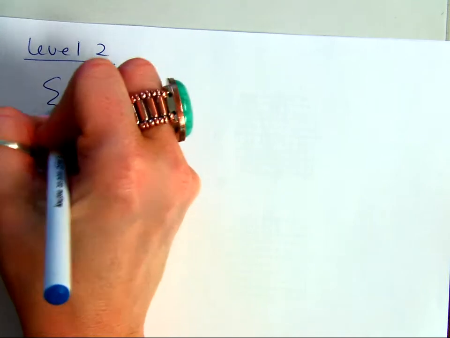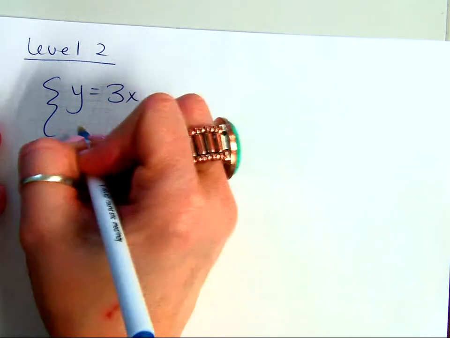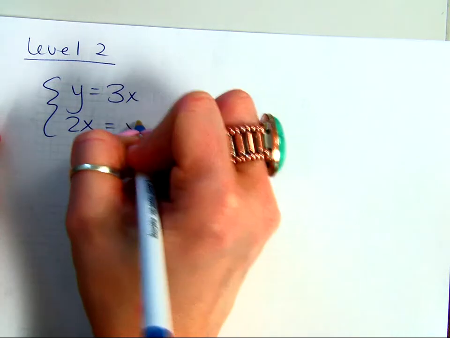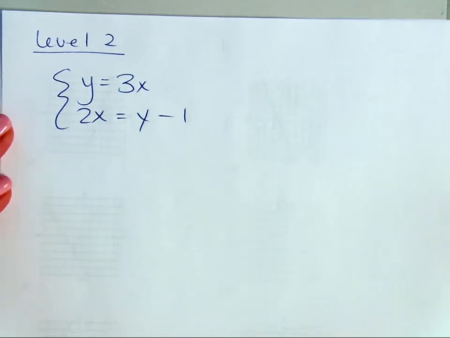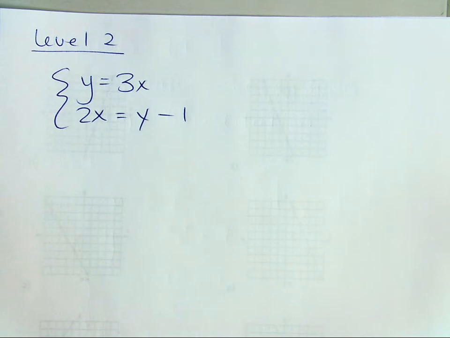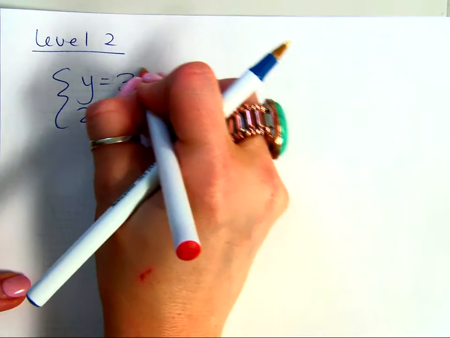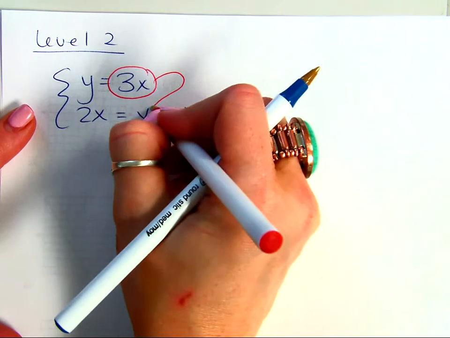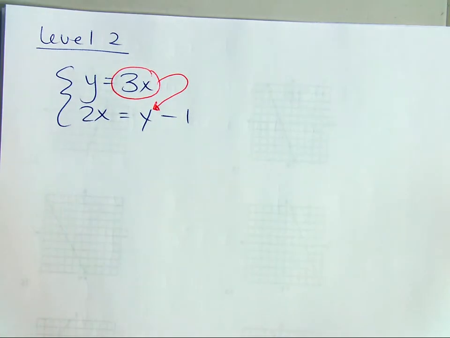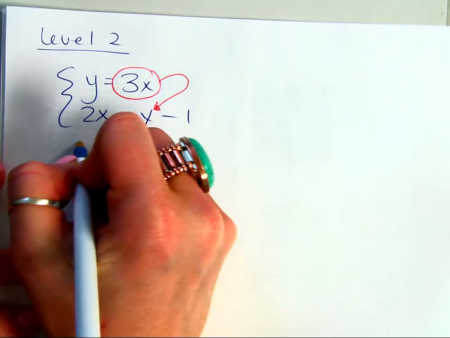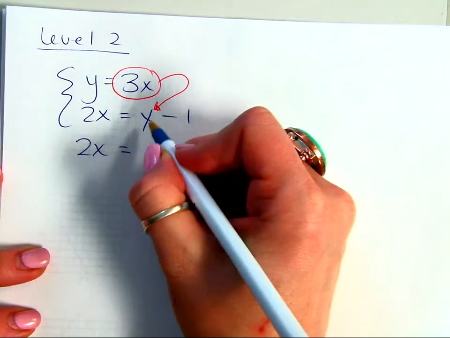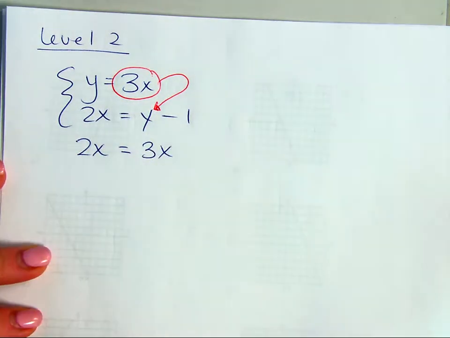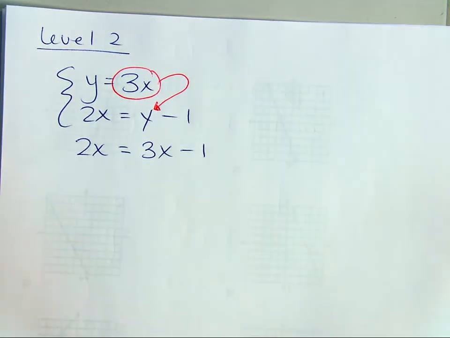So I have y equals 3x and 2x equals y minus 1. So I'm taking this, which is y, and putting it where? In for y. Even though it has an x in it? Yes. Even though it has an x in it, it's y. Yes. I know it's kind of weird, but we just got to do it. So I'm going to have 2x equal to y, which is really 3x, minus 1, right?